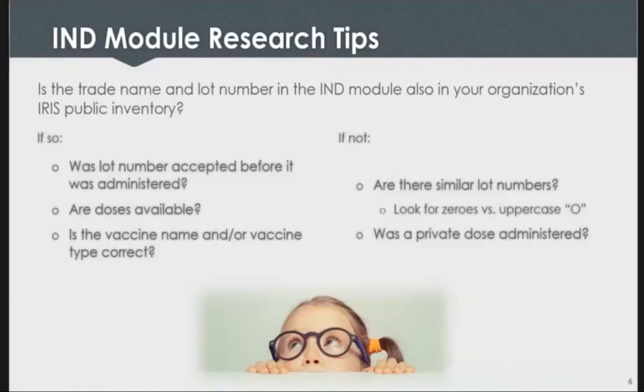If the trade name and lot number are not available in your public inventory, then you'll want to look for similar lot numbers. As I mentioned earlier in the presentation, you'll want to look for things like uppercase O's, which may be 0s, or S's that might be 5s, things like that. And then lastly, you'll want to consider, did maybe a pediatric patient who is eligible to receive IIP supplied vaccine, did they really receive a private dose?